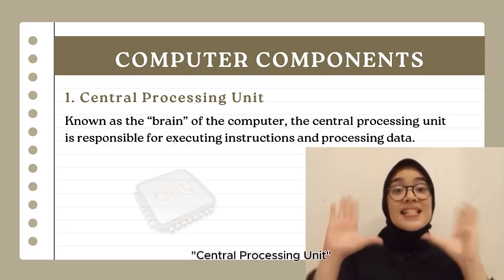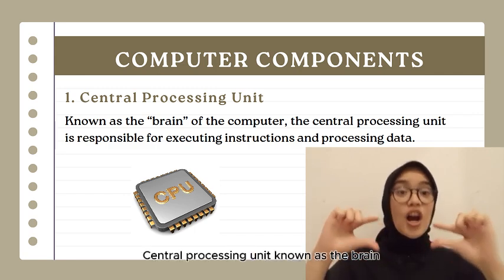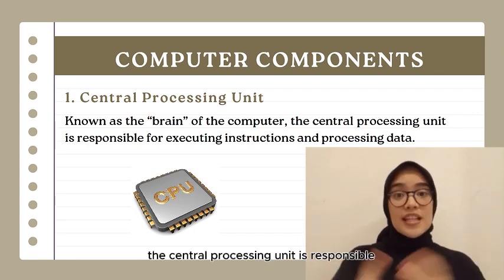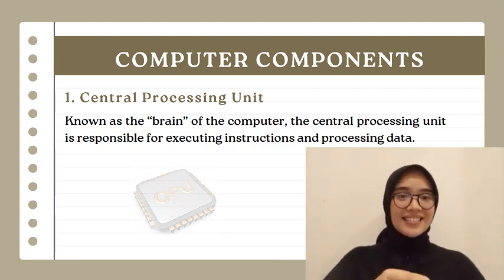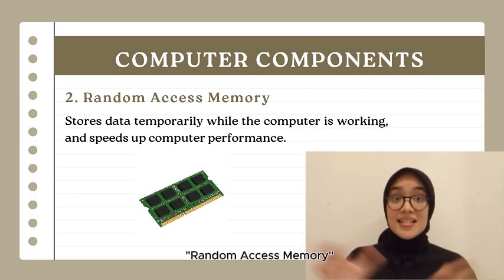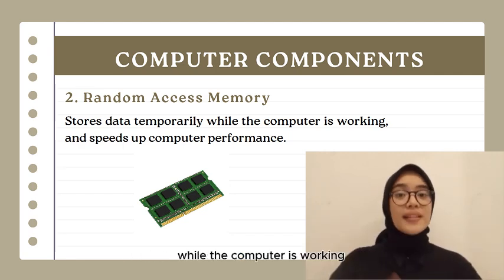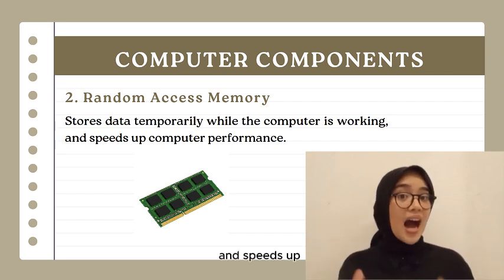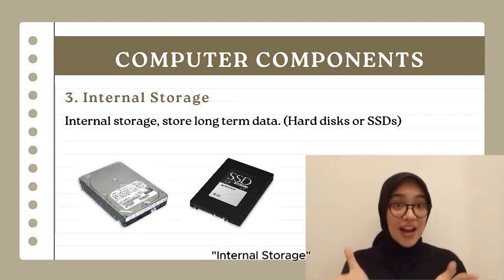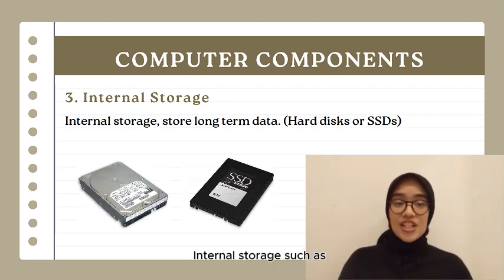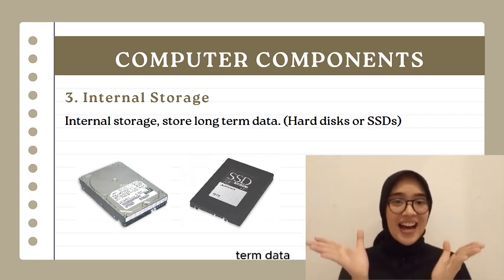First, the central processing unit, known as the brain of a computer. The central processing unit is responsible for executing instructions and processing data. Secondly, random access memory. Random access memory stores data temporarily while a computer is working and speeds up computer performance. And third, internal storage, such as a hard disk or SSD, that stores long-term data.